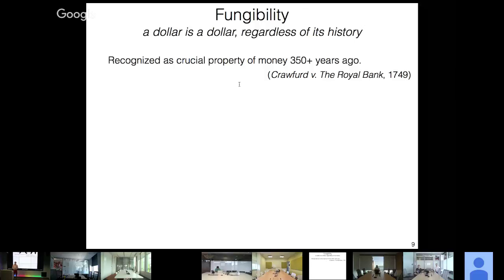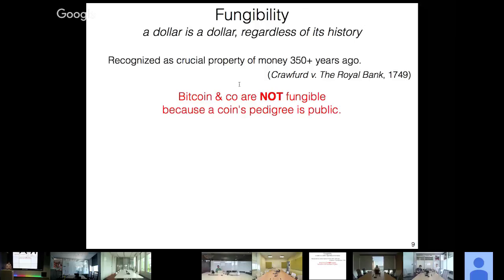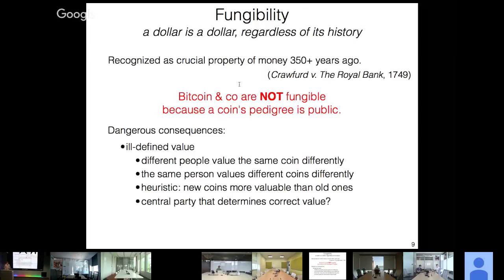And as part of the ruling, the court argued that if the history of money matters to the point where it can be expropriated from its legal owners later on, then suddenly it's not clear anybody can trust money anymore, because even the ownership of money is ill-defined. From this perspective, Bitcoin and many other cryptocurrencies are not fungible at all, because a coin's pedigree is completely public. It's very explicit, almost by design. And this has many dangerous consequences, not just expropriating money that maybe belonged to you and was stolen. It can go beyond that to ill-defined value: different people could value the same coin differently just because they think differently.